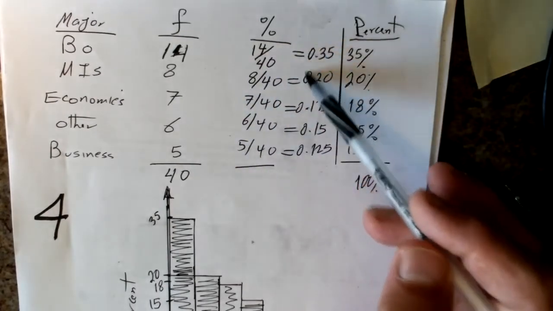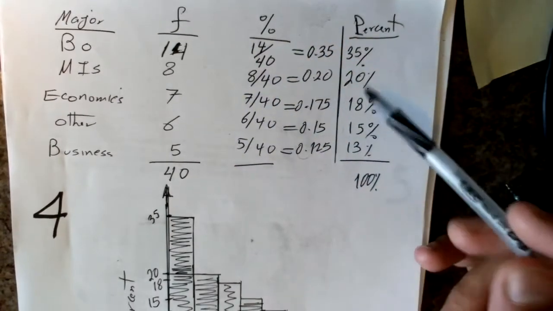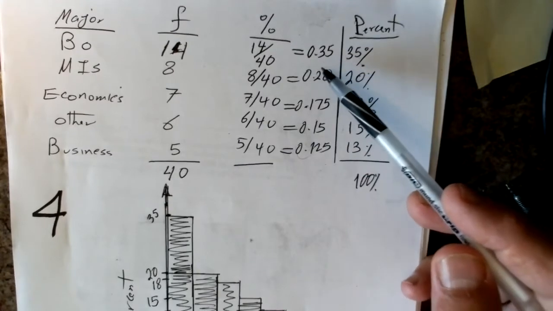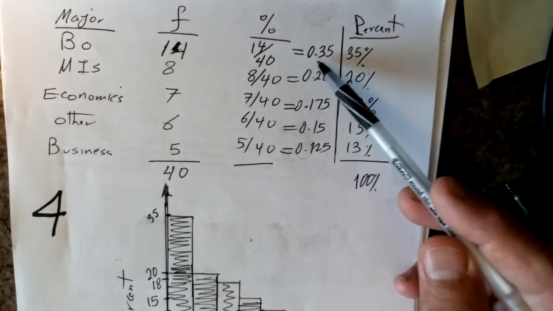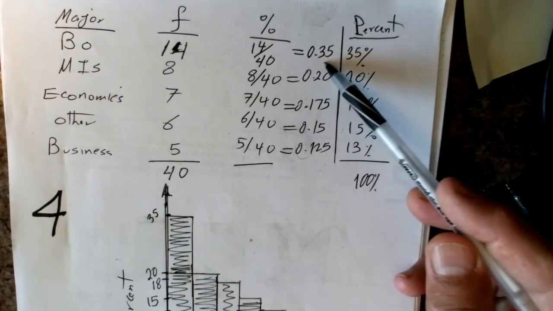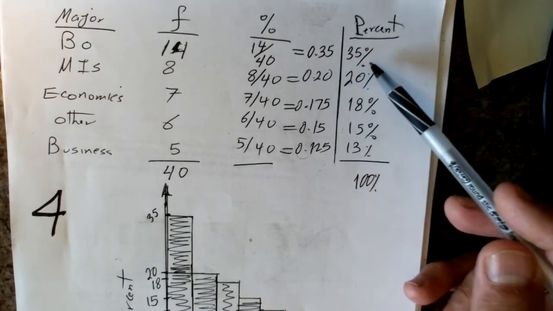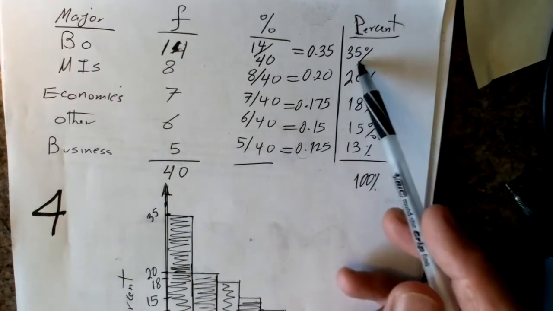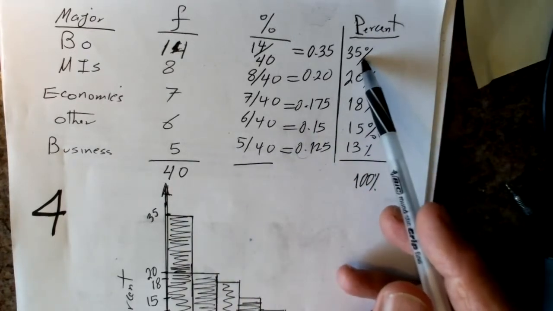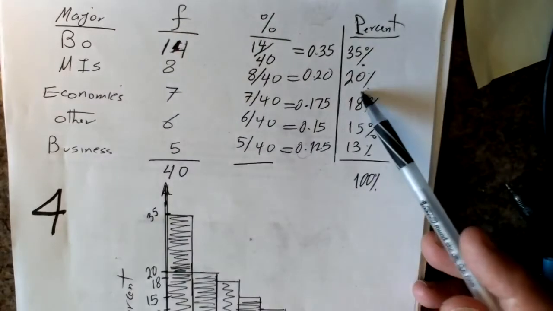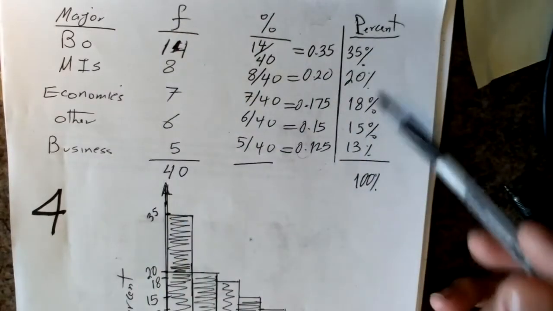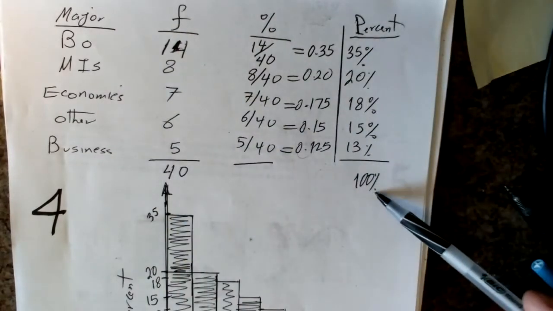This is percentage. When you see it as a decimal, if you want to convert the decimal to a percentage, you move the decimal point 2 digits to the right. So 35% of the 40 students have interest in biology. 20% is MIS and so on. The total is always 100%.